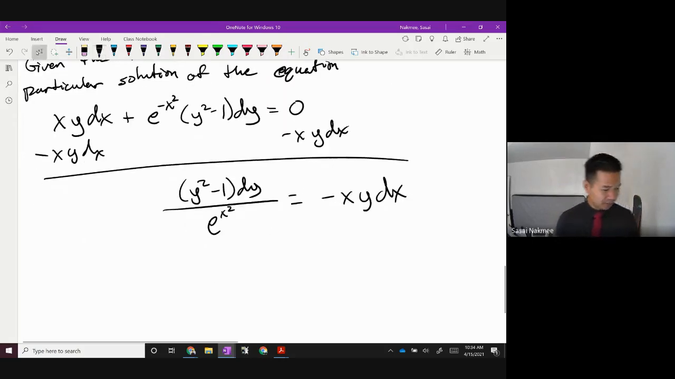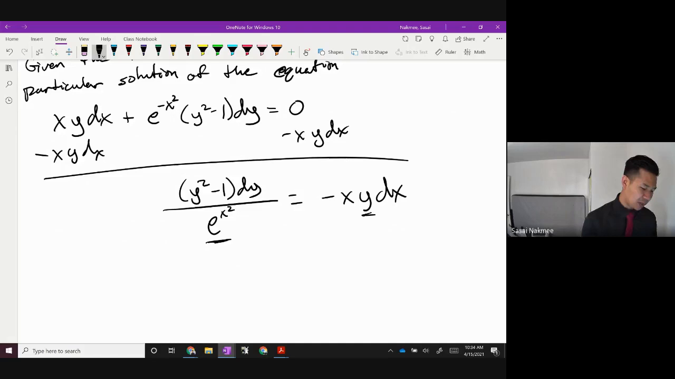It's not too bad, actually. It looks like I'm almost done. I just have an x term on the left side right here, and I have a y term on the right side right there, so I need to move those over. To move this y over, I'm just going to divide both sides by y. And then to get the e to the x squared over, I'm just going to multiply both sides by e to the x squared.